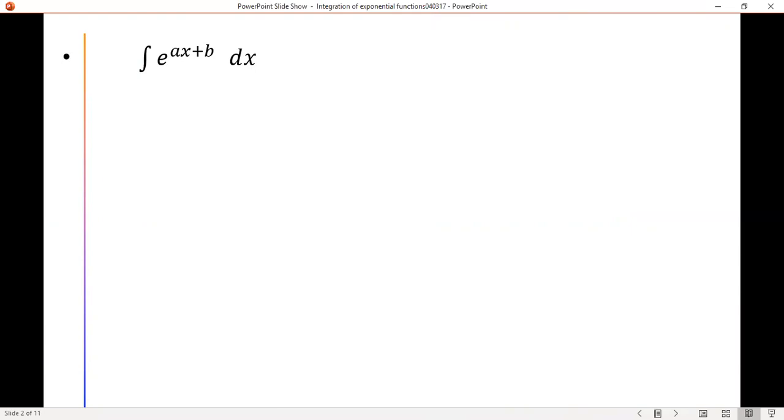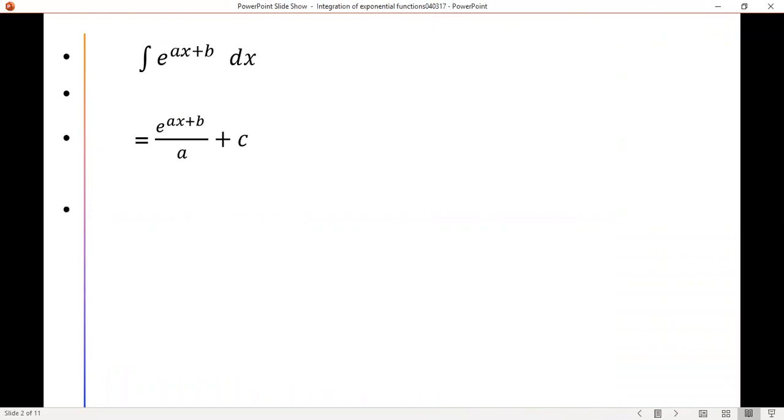So the coefficient of x is a. So the rule says it's e to the power of ax plus b divided by a. Why a? Because a is the coefficient of x. Plus c. So the integral of e to the power of ax plus b is e to the power of ax plus b divided by a plus c. So as you can see, it's simple and very easy.